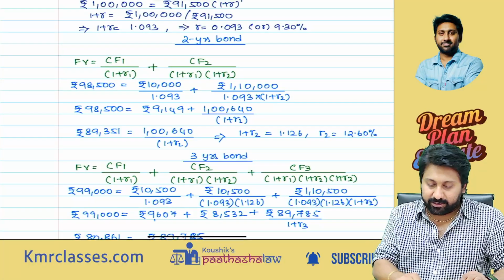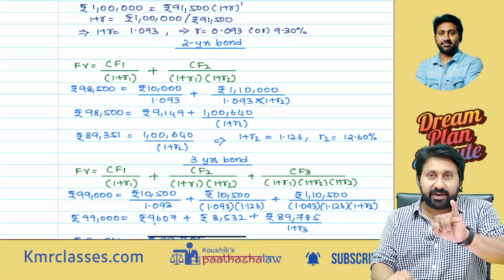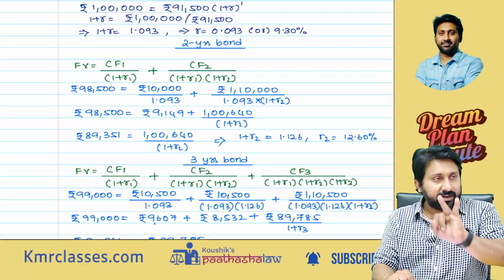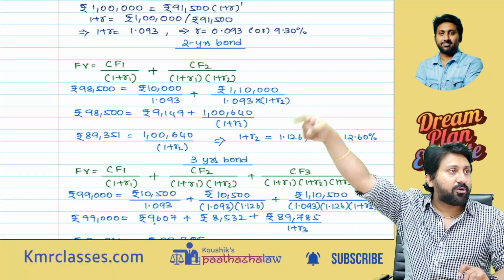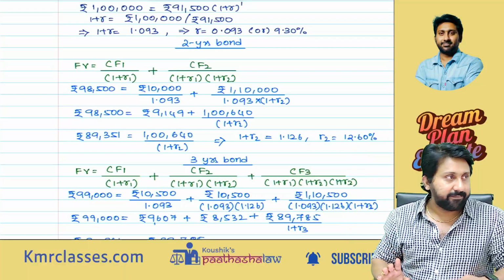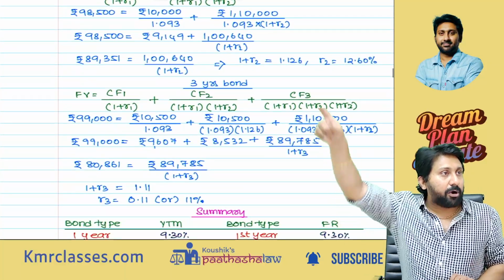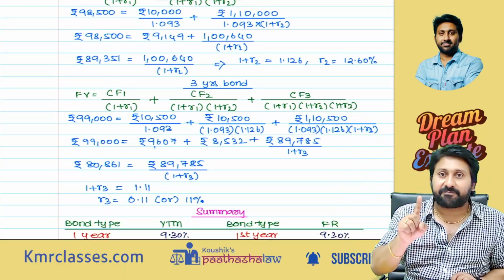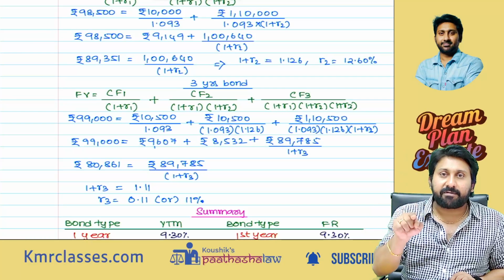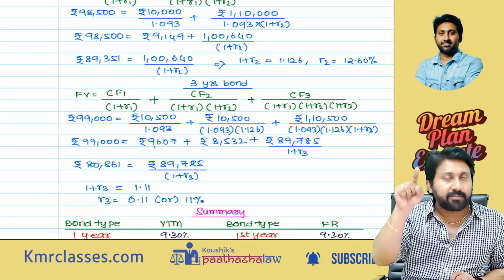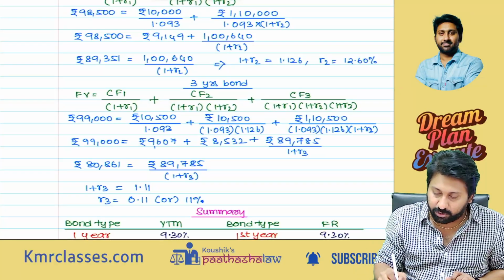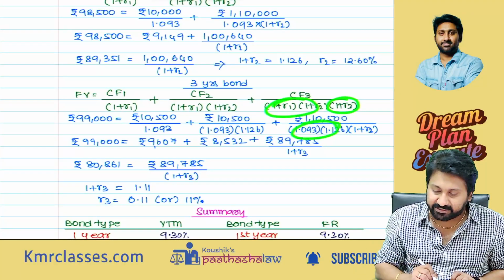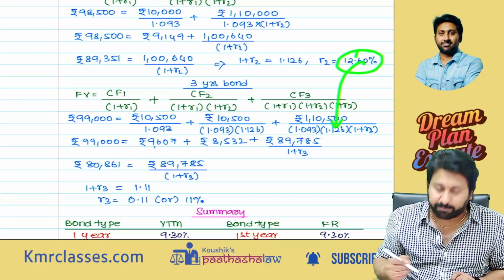Cash flow 2 means redemption: I will get 1 lakh plus the interest of 10,000, totally 1 lakh 10,000, divided by 1 plus R1, which we already got. R2 is the missing figure. It is 12.6. For a 3-year bond directly, FV equals CF1 divided by 1 plus R1, plus CF2 divided by 1 plus R1 into 1 plus R2, plus CF3 divided by 1 plus R1 into 1 plus R2 into 1 plus R3. We already know 1 plus R1 and 1 plus R2 here. Only 1 plus R3 will become the missing figure.